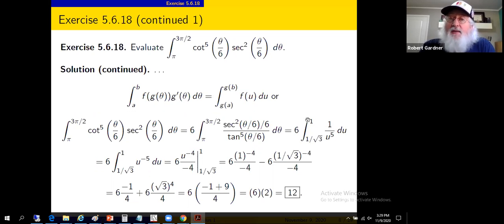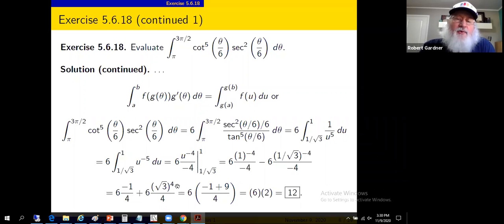And that's a fairly elementary integral. It's a power of the variable. It's an integral of u to the -5. Add 1 to the exponent, divide by that exponent, plug in the bounds, the upper bound of 1 and the lower bound of 1 over the square root of 3. Deal with the arithmetic. The square root disappears. Deal with the negative exponent by taking a reciprocal.